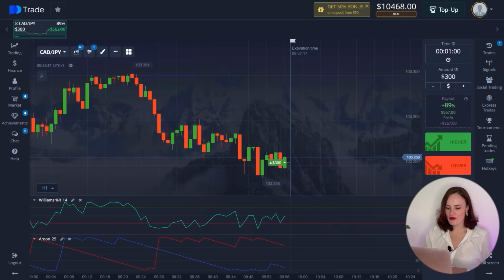Now I've seen an interesting situation and I'm opening a deal to increase by $300 for 1 minute. Everything is simple here, and the Williams line is growing. At the same time, the quotes of our currency pair are also growing. It is the synchronous movement that gives us a signal about the possible continuation of the price movement, in our case, about a possible increase. Now let's watch the deal and continue studying volatility.